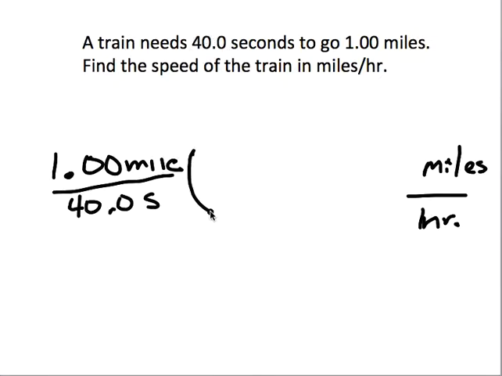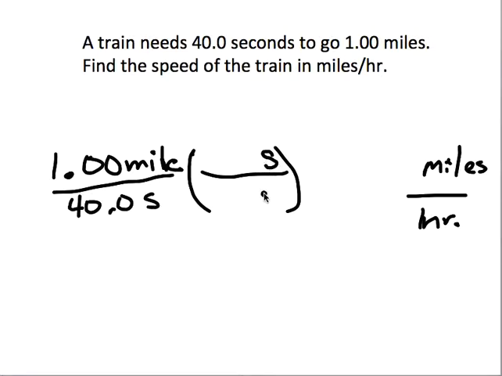So in my next factor, I don't want to change the mile units because I want to end up in mile units. So those I'm going to leave. But I don't want seconds in my final answer. I want hours. So since seconds are in the denominator, I'm going to put the units of seconds in the numerator. I want to get to hours.